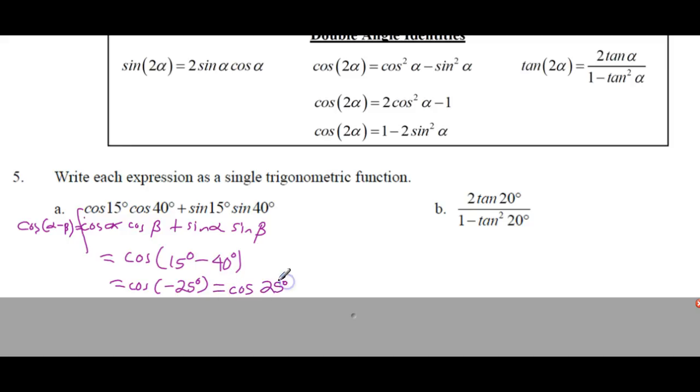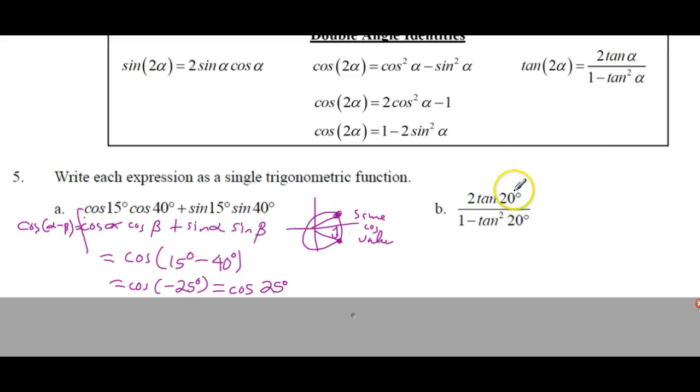Cos of negative 25 degrees is the same as cos of 25 degrees, right? Negative 25 degrees and 25 degrees, the reference angle for both of these is 25 degrees, and cosine is positive down here. So on the unit circle, these have the same x value, the same cos value.